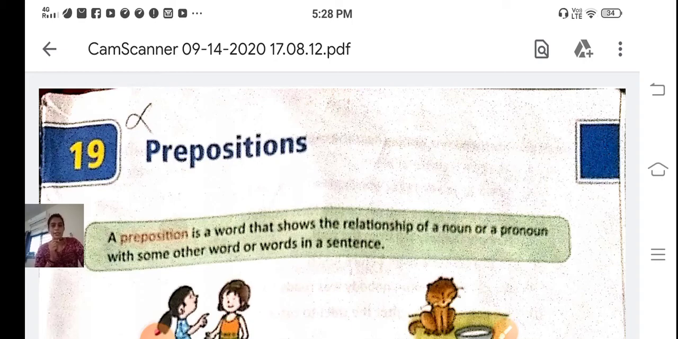Our today's topic is preposition. Lesson number 19, preposition, page number 59.